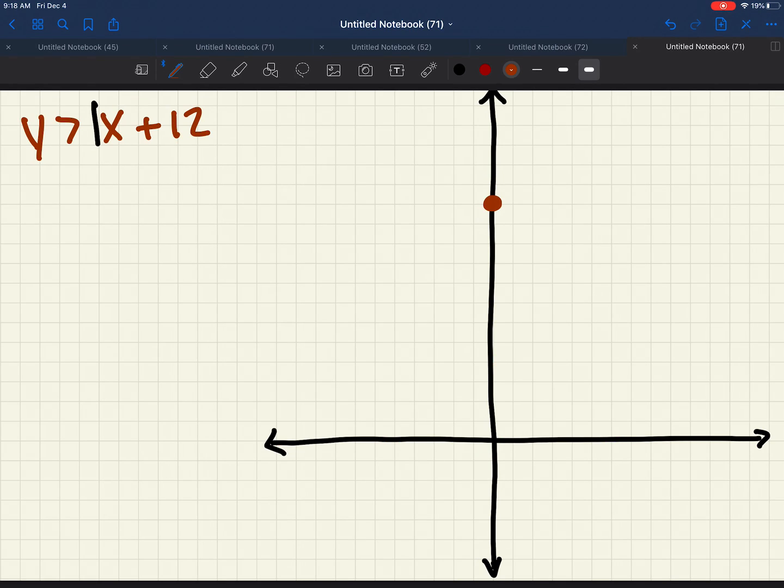So, from the point I just graphed, what direction am I moving? Right, or up. Rise over run. Up 1, and then to the right 1. Put a point. From there, I go up 1 again, over 1.